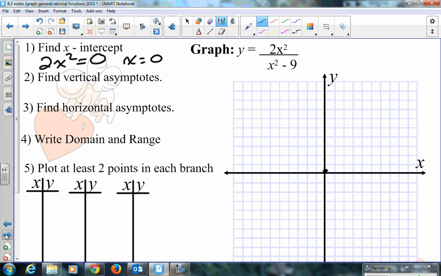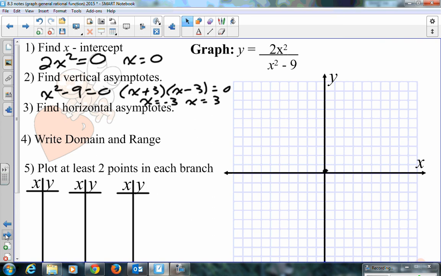Okay, so then I'm going to find the vertical asymptotes. So I look at the denominator, that's x squared minus 9. And I set that equal to 0. Well, that factors to x plus 3 times x minus 3 equals 0. So x equals negative 3 or x equals 3, those are my vertical asymptotes. And I'm going to go ahead and draw those with dotted lines.